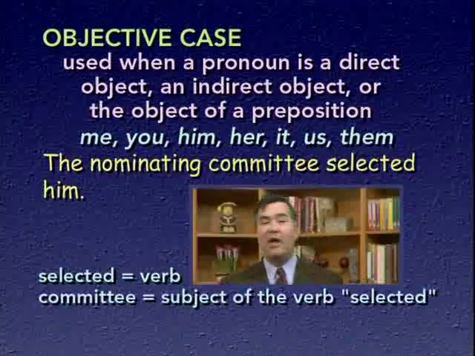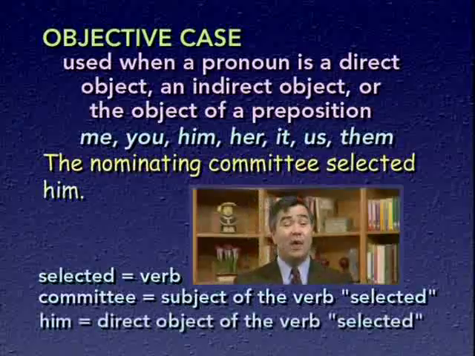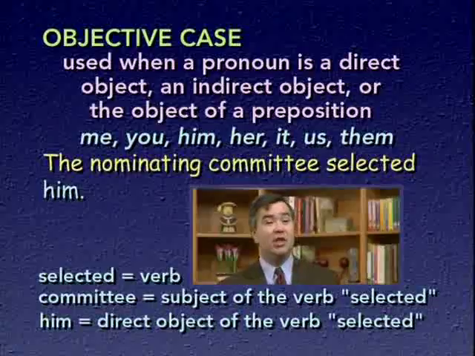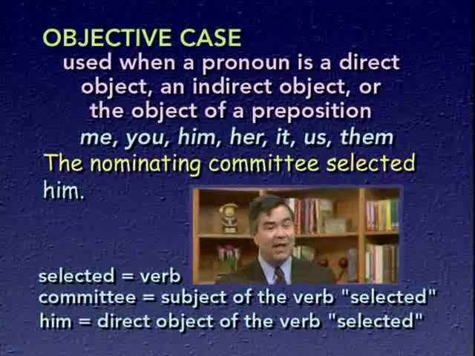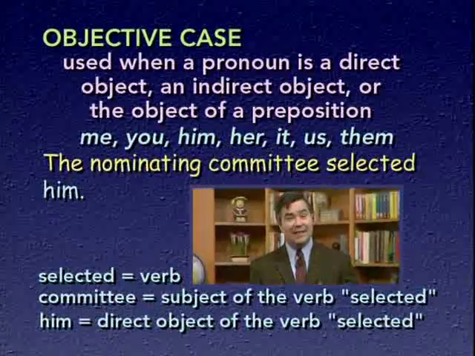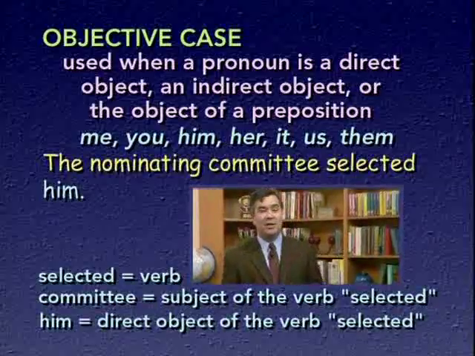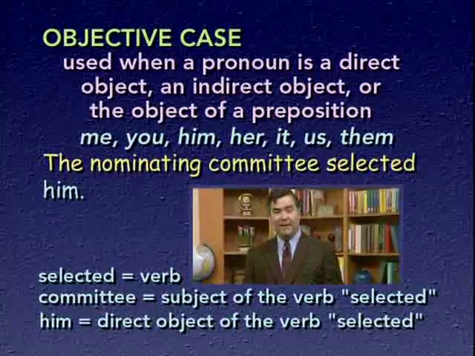Now what about the pronoun him? What role does that word play in the sentence? It's the direct object of the verb selected. It receives the action of the selecting. Selected is a transitive verb, and the object that receives that action is him. Since this is a pronoun being used as the direct object of the verb, it should be in the objective case, as it is, him.